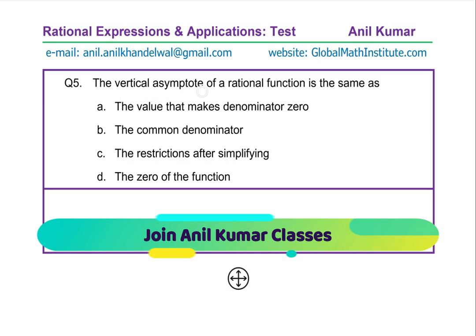Question number 5. A vertical asymptote of a rational function is the same as the value that makes the denominator 0. Many students think that is the right answer. But is it the right answer? We are looking into the vertical asymptotes, and there are 3 other options.